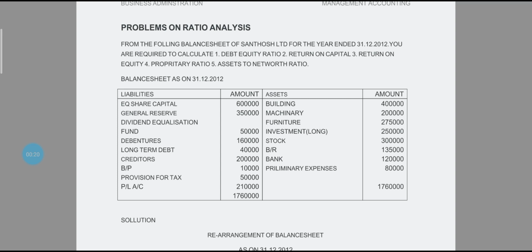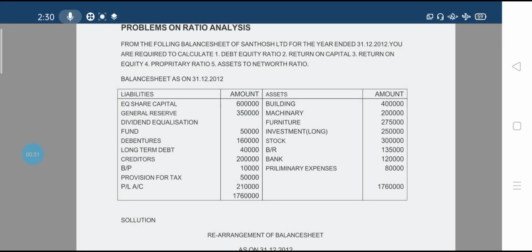From the following balance sheet of Santosh Limited for the year ended 31st 12 2012, you are required to calculate debt equity ratio, return on capital, return on equity, proprietary ratio, and assets to net worth ratio. So the balance sheet as on 31st 12 2012 is given.